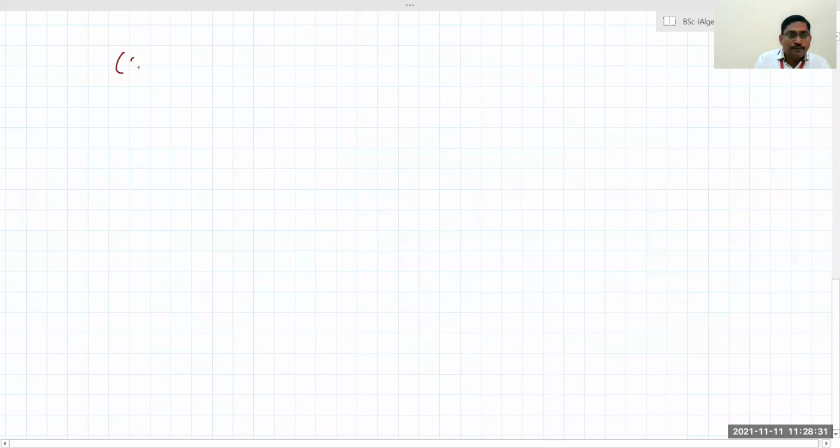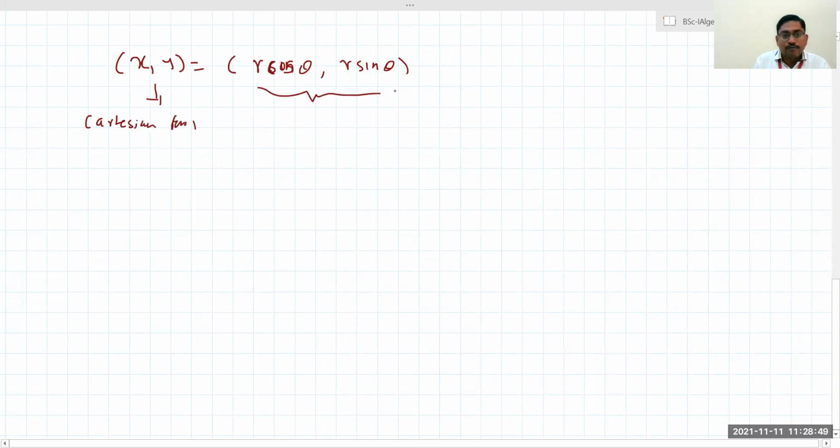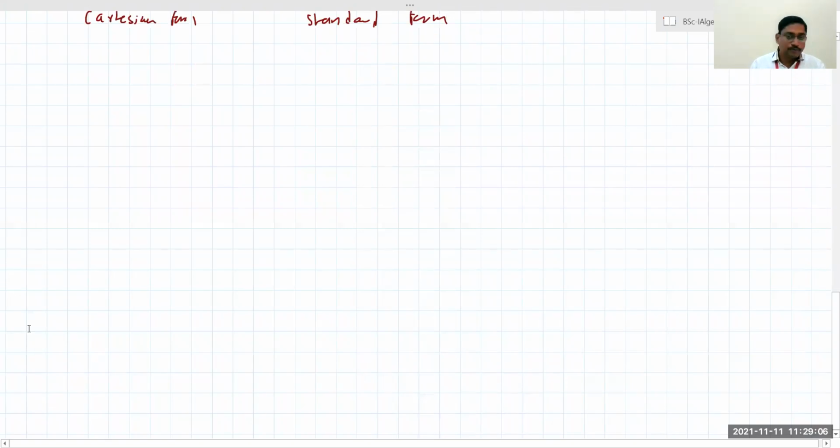So which form? If this is your complex number and you are finding the value of r and theta, the value of x is r cos theta and the value of y is r sin theta. So this is called Cartesian form, and this is called polar form or standard form. Standard form of complex number. This is the Cartesian form of the complex number, and this is the standard form of the complex number. Standard form is also known as the polar form, in which the r and theta terms are involved.